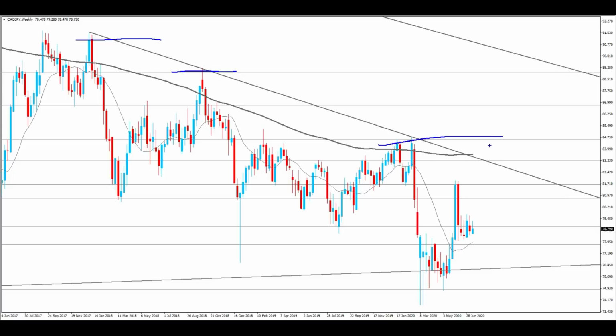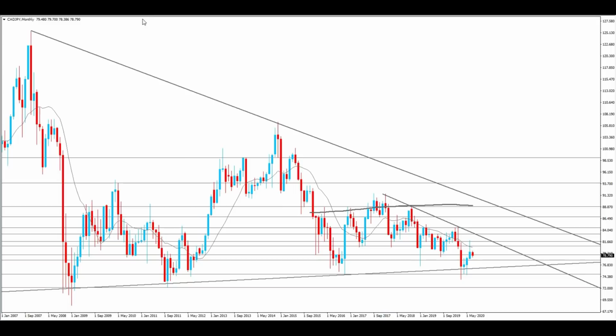Price is giving us those lower highs, so you could be looking at another one of those lower highs and then get another move back down. But we actually are at a significant point in the market on the higher time frame.